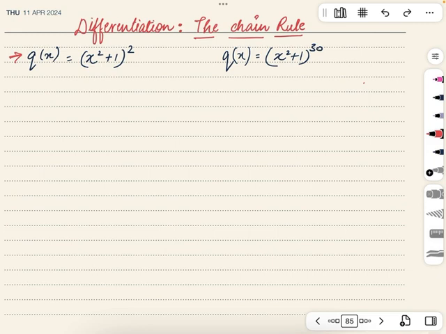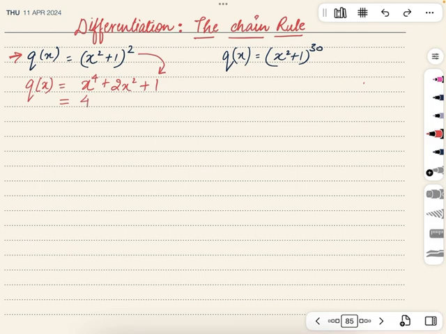Now we know that for this simple question we can just say that q of x is equal to x to the power of 4 plus 2x square plus 1. This is the expansion of (x square plus 1) whole square by the identity (a plus b) whole square. Now, differentiating this would be very easy.